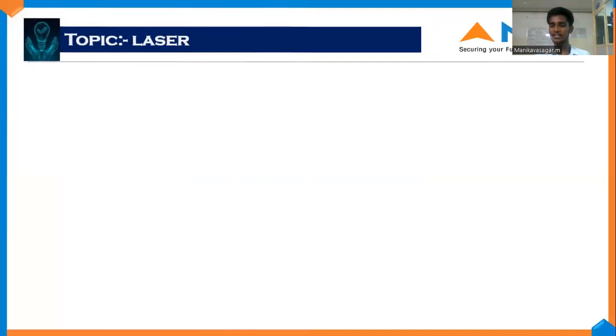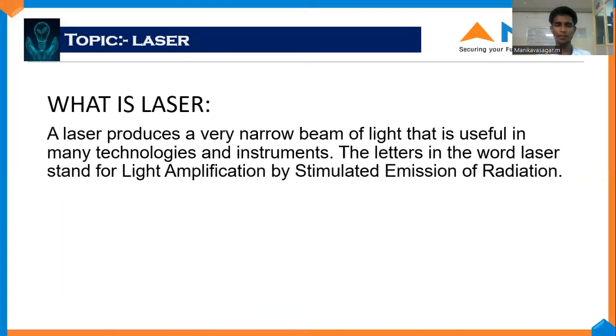Now we'll see first what is laser. Laser is one type of light. It is light which travels more distance. That is called laser. The letters in the word laser stand for light amplification by stimulated emission of radiation. This is the picture of the laser.